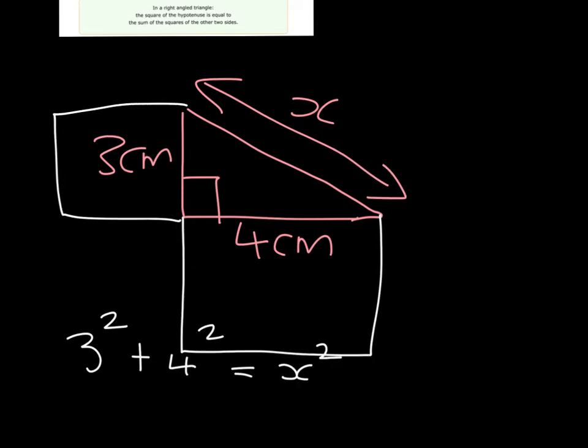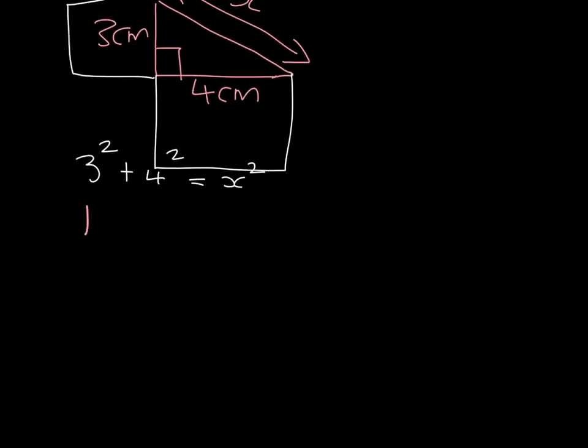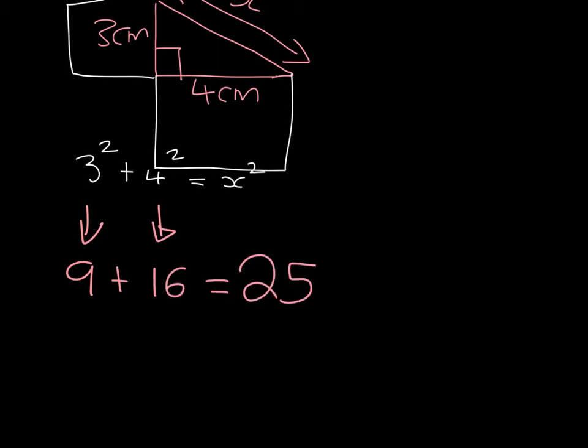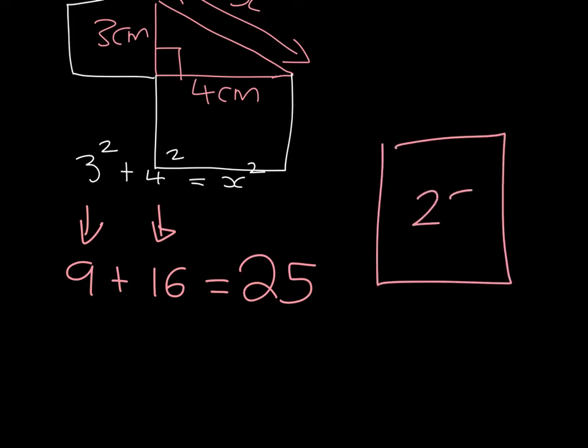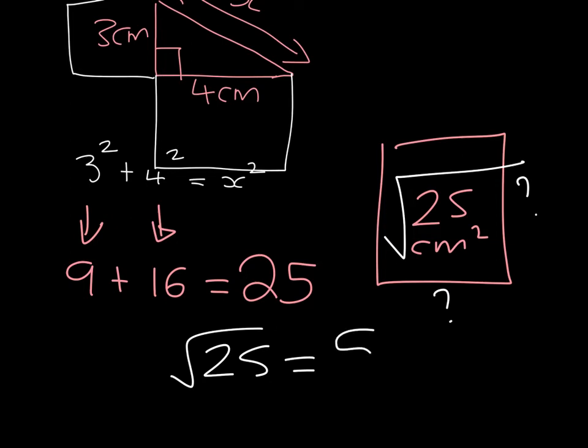So 3 squared is 9, 4 squared is 16, and if you add those together you make 25. Now that's the area of the big square, so the big square is 25 centimetres squared. Now you can either think to yourself, what number times by itself makes 25, or based on the inverse operation of squaring something, the inverse is to square root. So 25 square rooted gives you the length of 5, because 5 times 5 gives you 25.